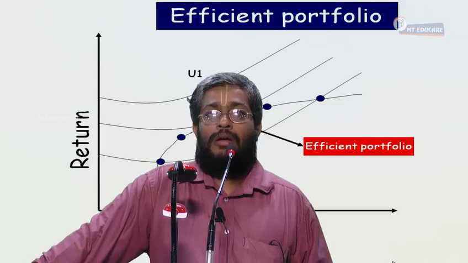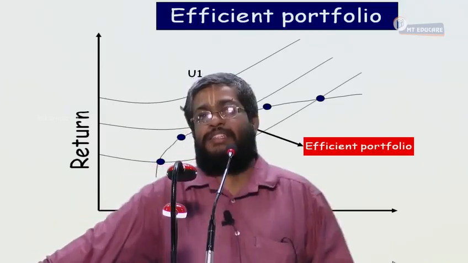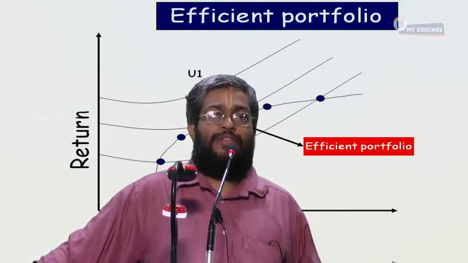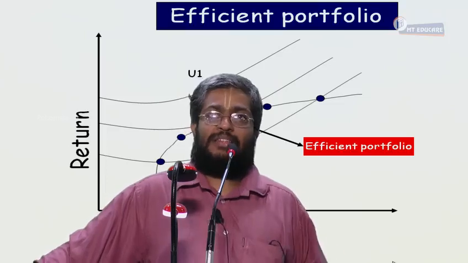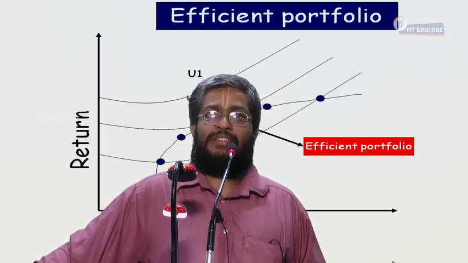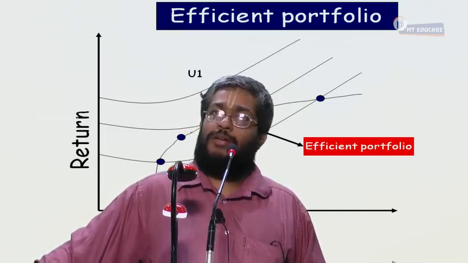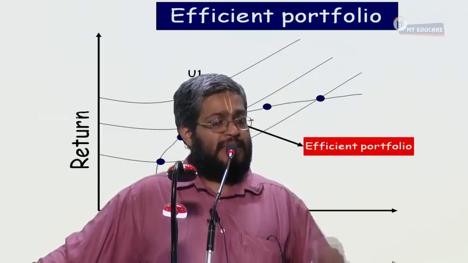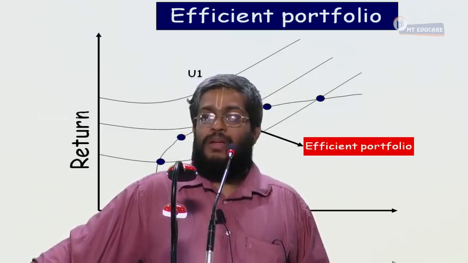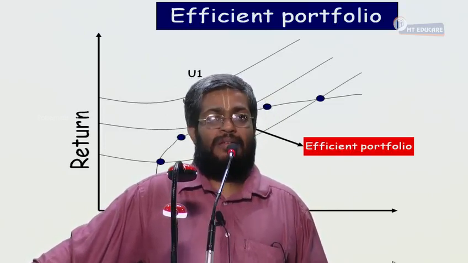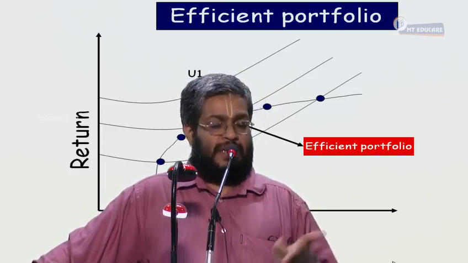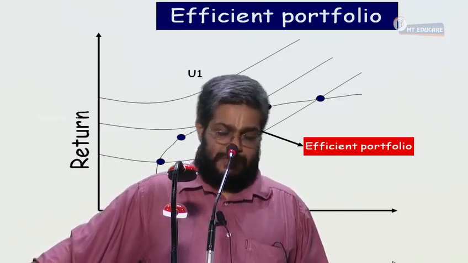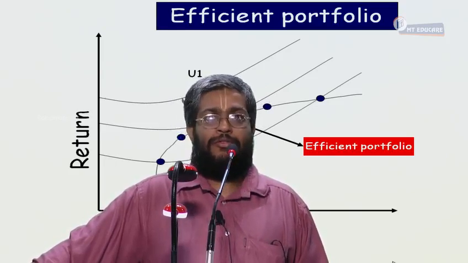Continue. Out of these, which the investor selects depends on his risk aversion, which is represented through the utility curves.